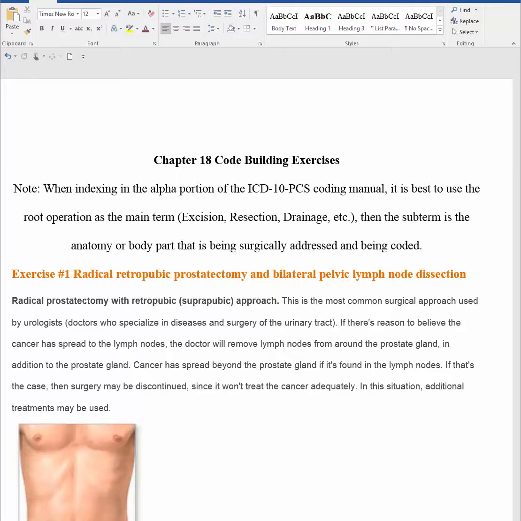Chapter 18 is focused on the male reproductive system and chapter 19 is focused on the female reproductive system. When you are indexing in the ICD-10 PCS coding manual, as before, it's best to use the root operation as your main term. Again, the root operation would be words such as excision, destruction, resection, drainage, etc.